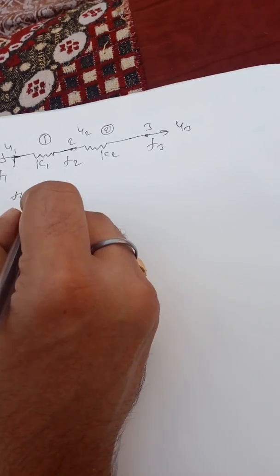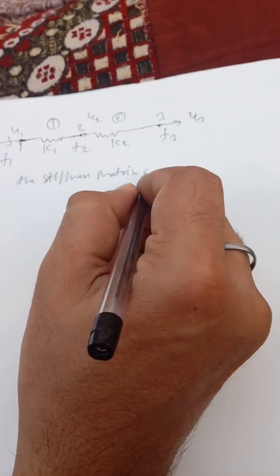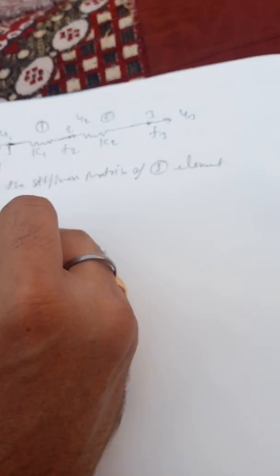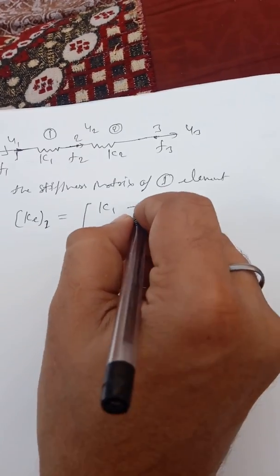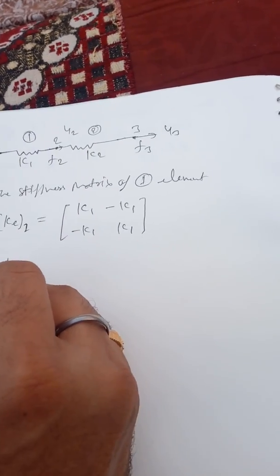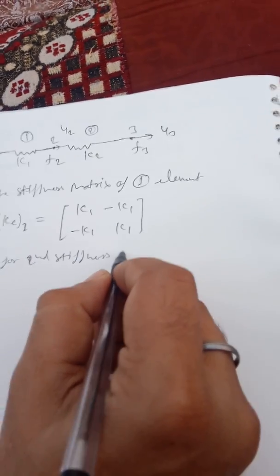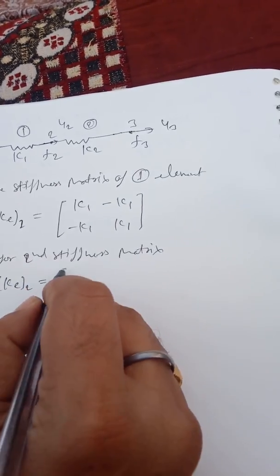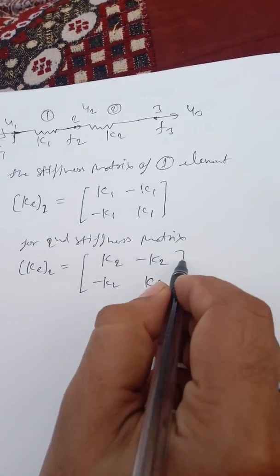The stiffness matrix of the first element, K equivalent of first, is K1 minus K1, minus K1 and K1. For the second stiffness matrix, K equivalent of second gives you K2 minus K2, minus K2, K2.